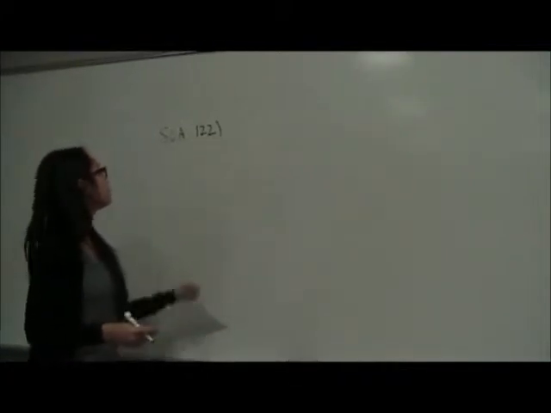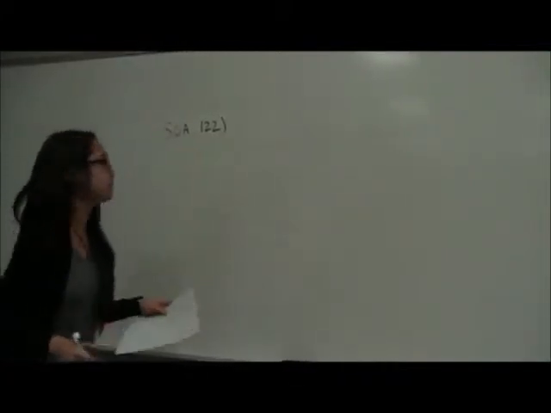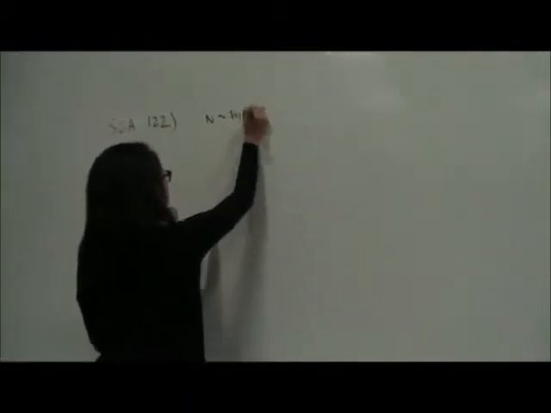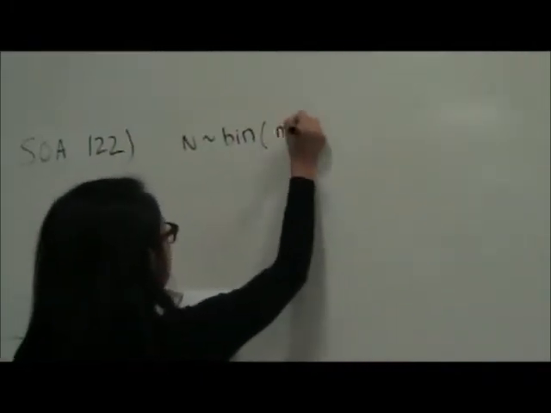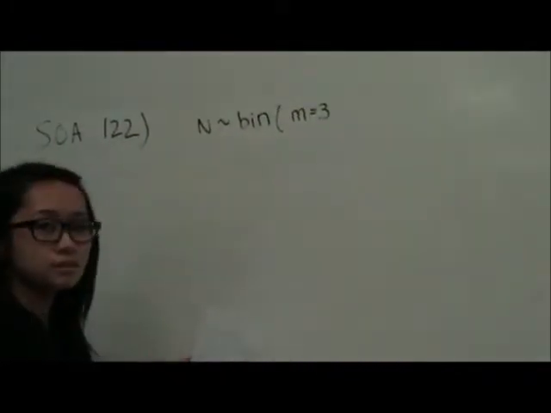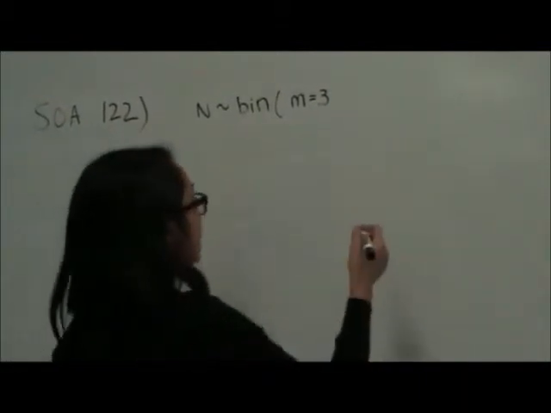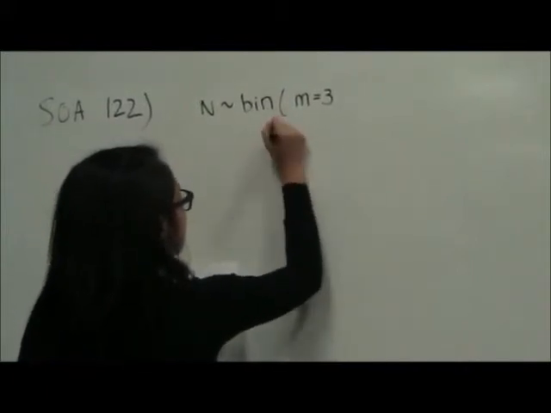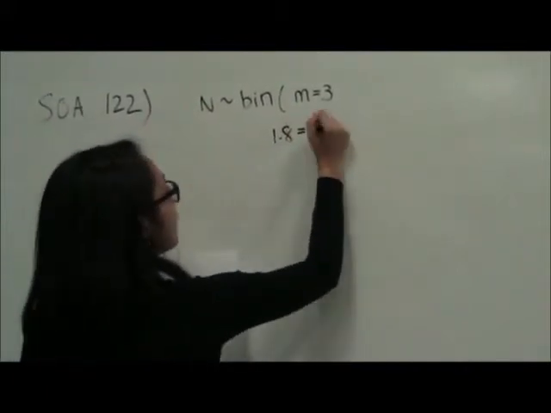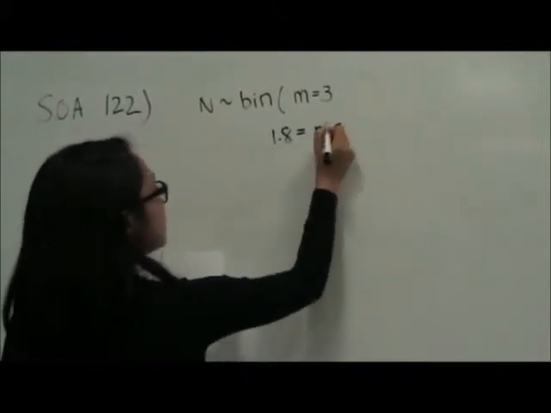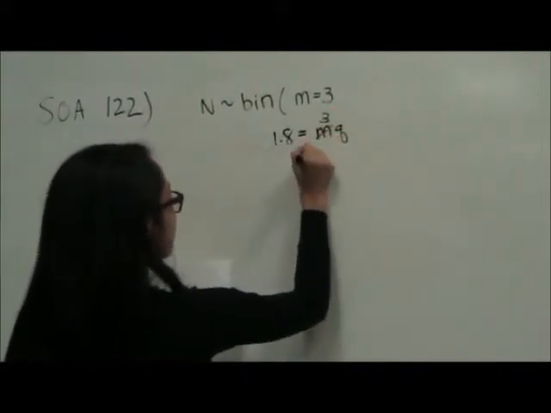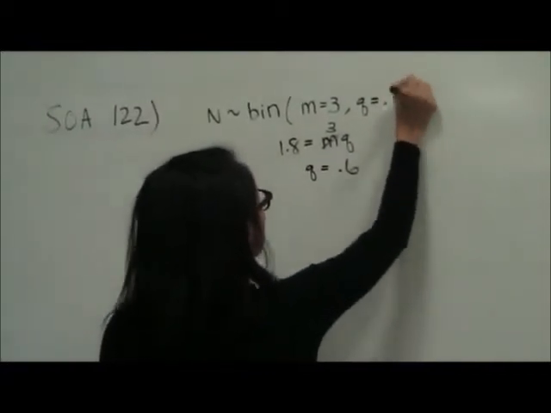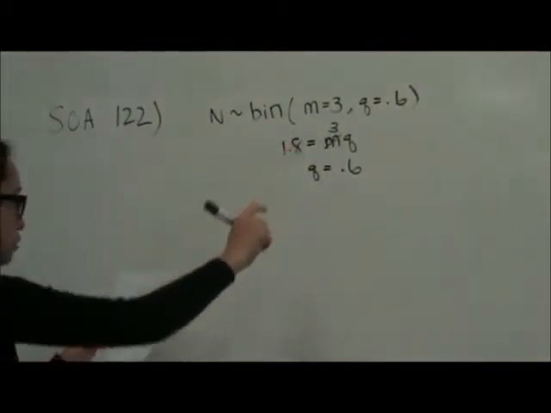Okay, so now we're going to go to SOA number 122. In this problem, we have that the number of claims is distributed with a binomial distribution with m equal to 3. And we're not given what q is, but we are told that the mean is 1.8. So we know the mean, so 1.8 should be equal to m times q, and we know that m is 3, which means that q has to be 0.6. So filling that in here, we have a binomial distribution, m equals 3, q equals 0.6.